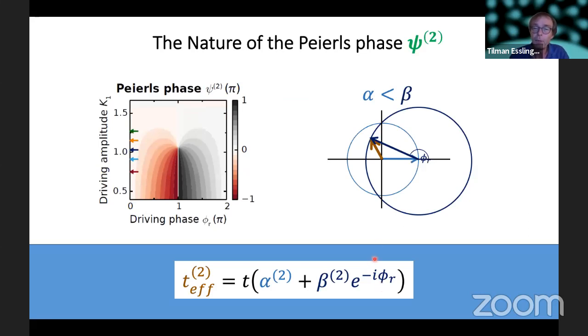And now you can see that there are two possible regimes. Alpha may be larger than beta or vice versa. If alpha, for example, is smaller than beta, then you can enclose a zero. You simply add up your tunneling matrix elements and you get a resulting tunneling matrix element. Depending, in the experiment, on the driving amplitudes, or in another picture, depending on your alpha and your beta, you get a whole winding phase or a vortex for the phase in your parameter space, which you can determine in the experiment.